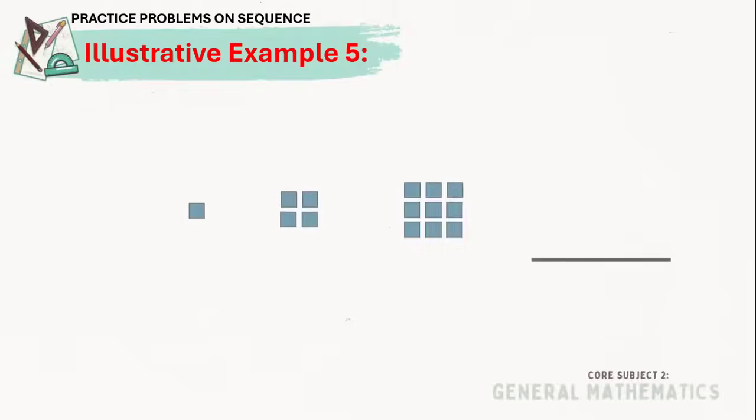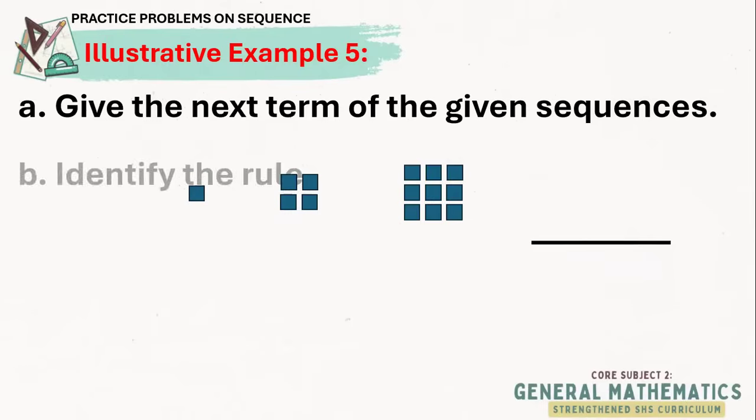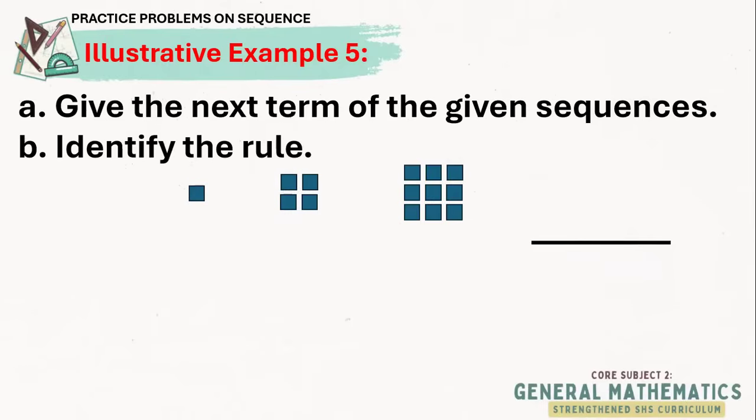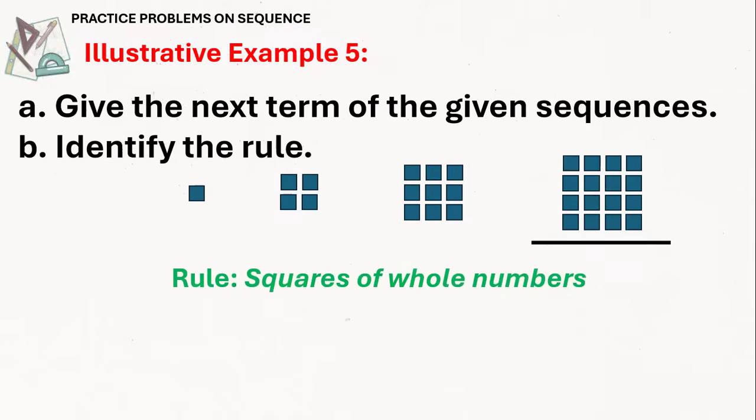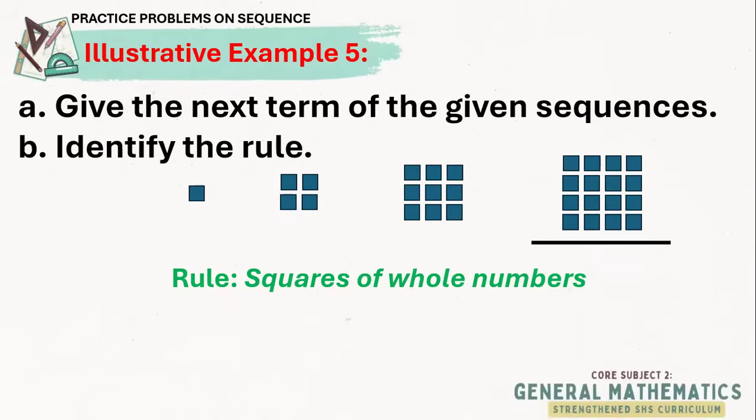Let's have the 5th example. Look at the squares. Correct. So the answer is, so how are you going to draw it? 16 squares, right? So these are just the squares of the whole number. So you know the perfect squares 1, 4, 9, and then the next number is 16. So the next one will be 25 squares.